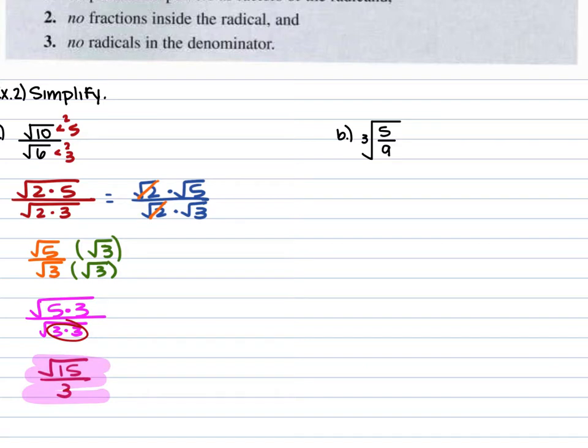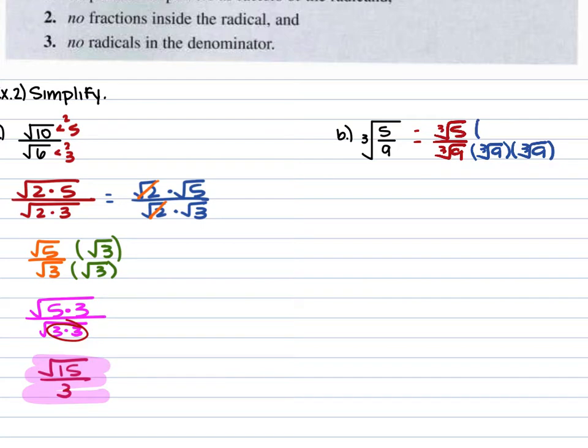For example B, we have the cube root of 5 over 9. So this is the same exact thing as saying the cube root of 5 over the cube root of 9. You cannot simplify the cube root of 5 or the cube root of 9. So take your denominator, which is the cube root of 9, look at your index, it's a 3. You need to multiply it by itself a total of 3 times. So we're going to have the cube root of 9 times the cube root of 9.